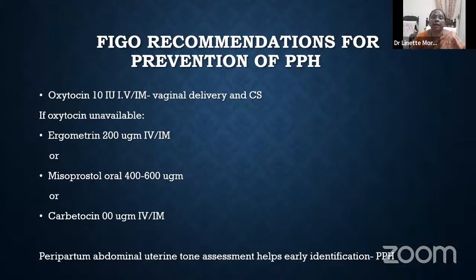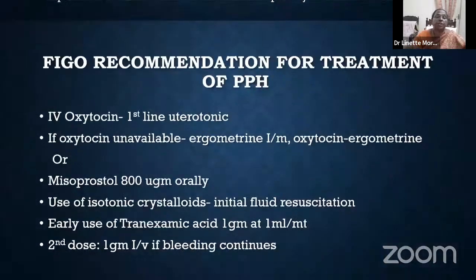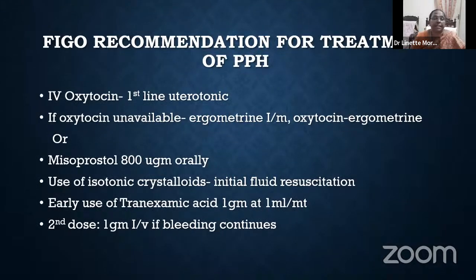Now, here is a FIGO recommendation for prevention of PPH. This is basically based on pharmacoprophylaxis, that is for vaginal delivery and LSCS, oxytocin 10 units IV or IM. If oxytocin is unavailable, or if its quality cannot be assessed, then ergometrine, misoprostol, or carbetocin can be tried. Perioperatively, in between, the patient's uterine tone should be assessed to see if there is an increase in tone. FIGO has also given recommendations for treatment of PPH.